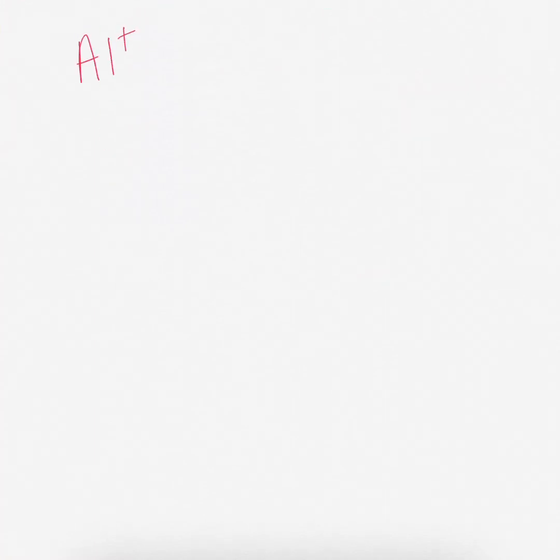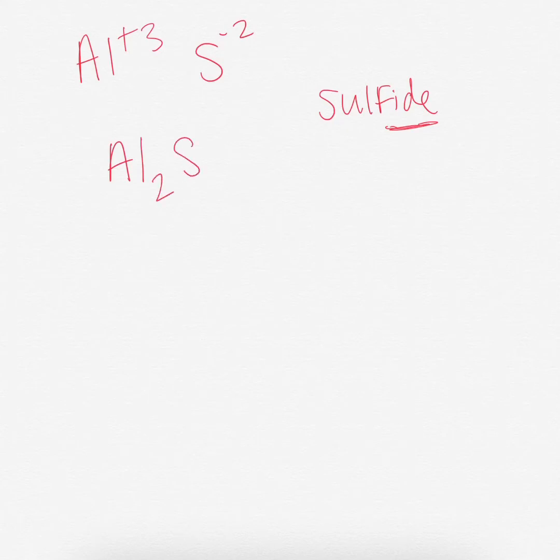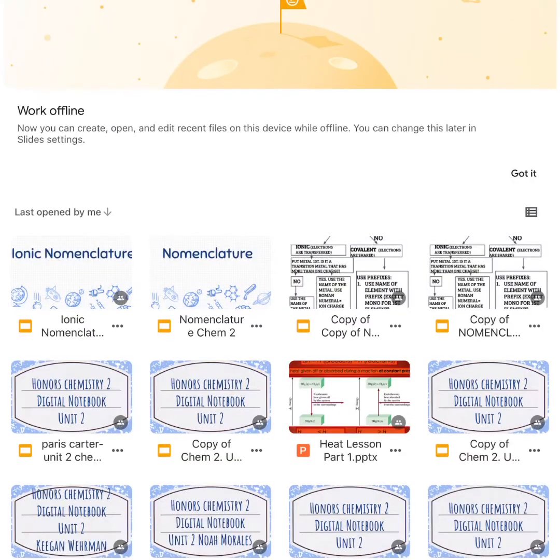Aluminum sulfide. So aluminum again was +3. And then we have sulfide. So sulfide sounds a whole lot like sulfur. They just changed the ending to IDE, so I have sulfur. The charge for sulfur is -2, so when I swap and drop, I would just get Al2S3. So that would be your chemical formula for aluminum sulfide.